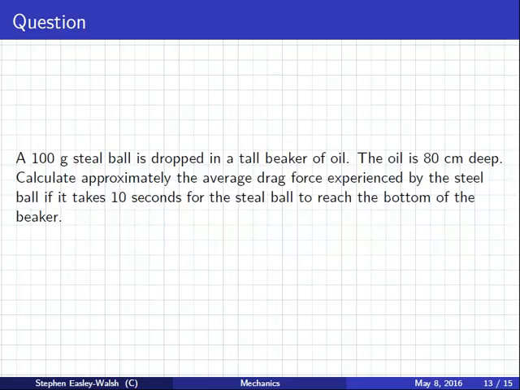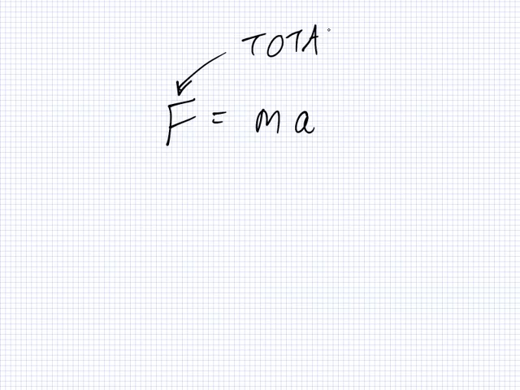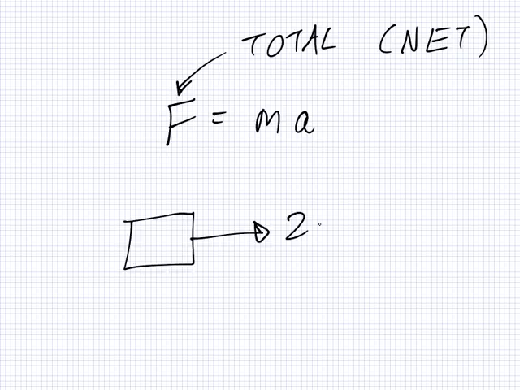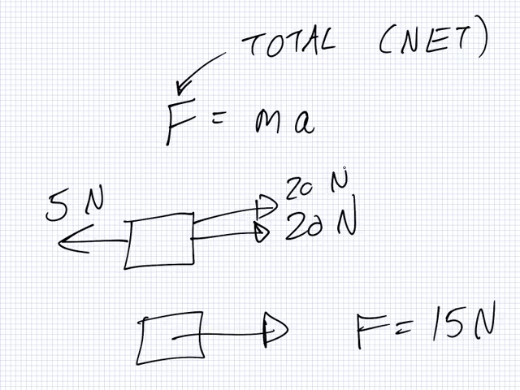So I just want to make something very clear with Newton's second law, F equals ma. That F is the total force, also called the net force. For example, if this is 20 newtons, and this is 5 newtons, we say the F is 15 newtons. Or if that was a 20 there, and there was a 20 here, then what would it be? 35. Very good, it'd be 35 newtons.